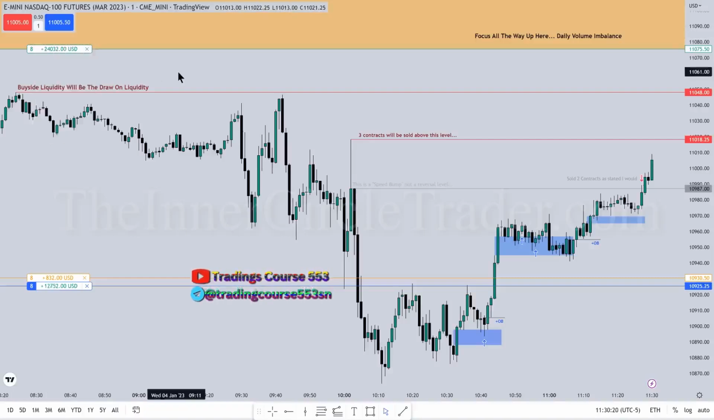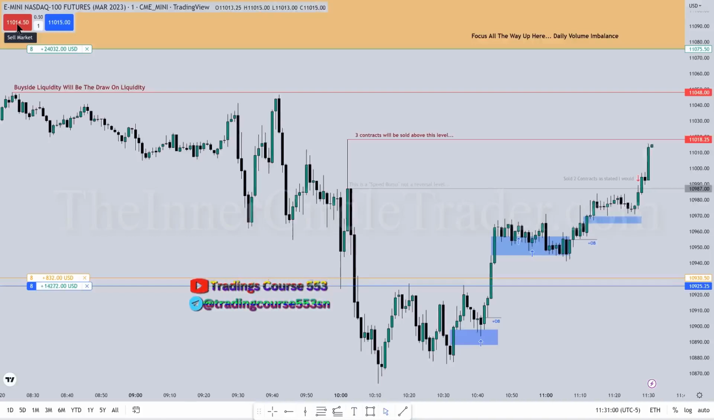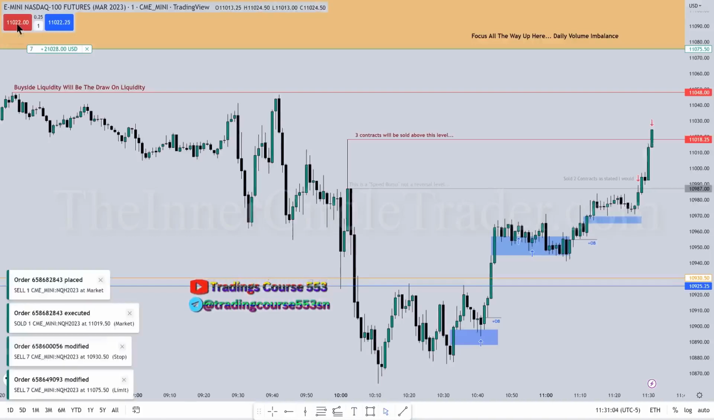Now I'm going to trim it down to 1 contract at a time, and I want to see it expand and make a big candle or a series of big candles going up. The first contract I'll press, I'm going to try to take 3 of them off above that next level of 11,018 and a quarter. But notice what I do. I don't go and click 3 at one time. I want to try to gravitate towards that 11,048 level. There's buy side liquidity.